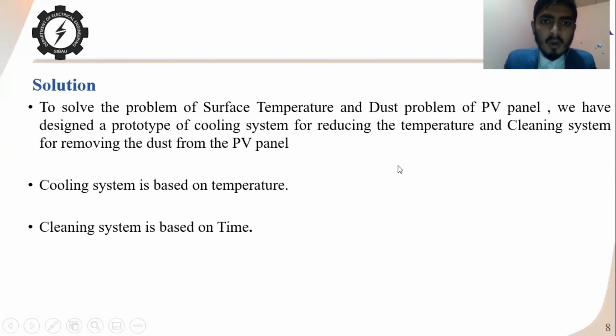Solution. To solve the problem of surface temperature, we are basically going to maintain the temperature of the solar panel at up to 25 degrees centigrade. It should not increase beyond its STC, standard testing condition. So to solve the problem of surface temperature and the dust problem of the PV panel, we have designed a prototype of a cooling system for reducing the temperature and a cleaning system for removing the dust from the PV panel.